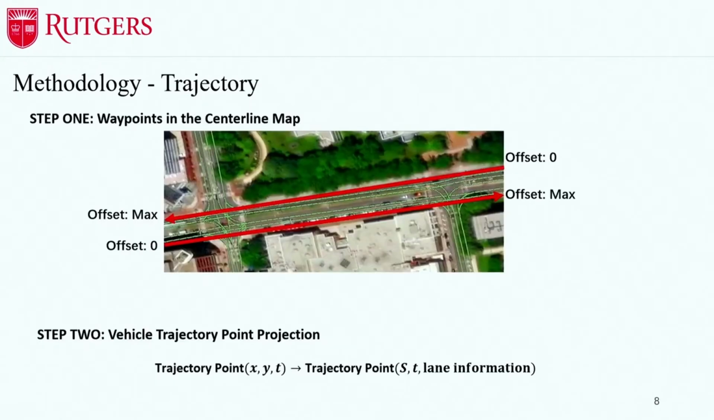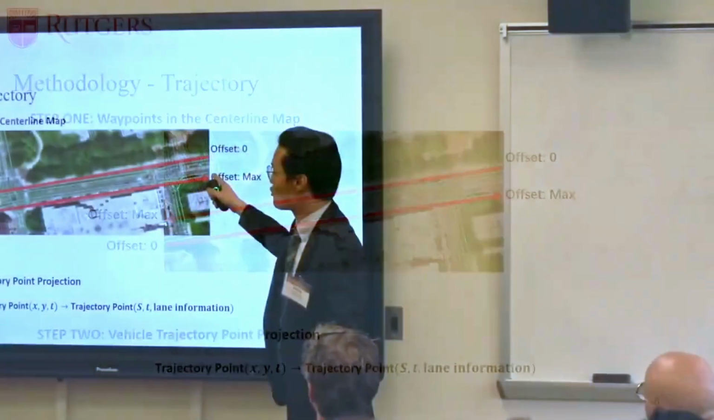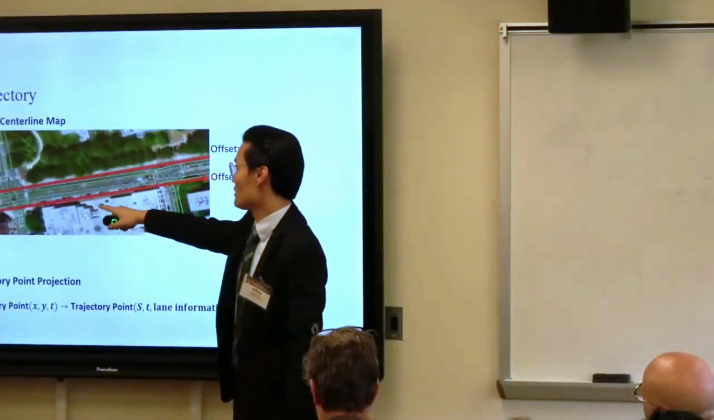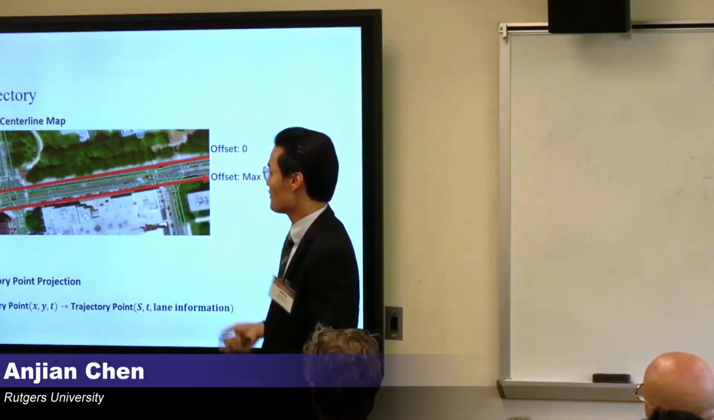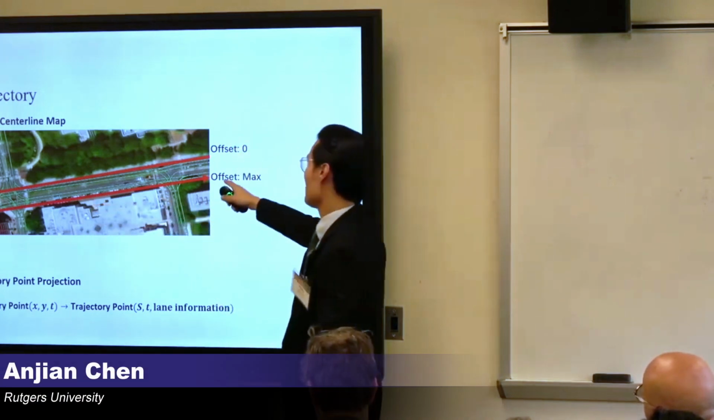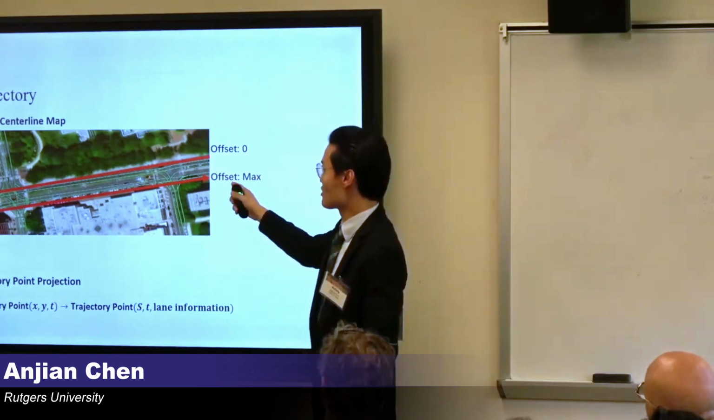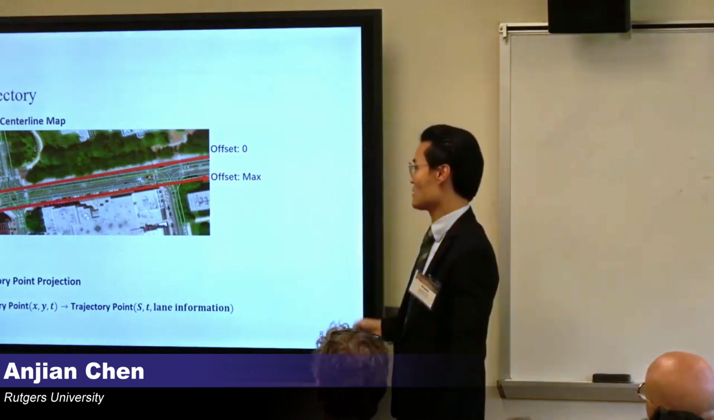The next part is how I process my trajectories. First, for the centerline map, I didn't use GPS coordinates to format it. I use the offset based on the travel directions. For example, for the eastbound driveway, at the starting point on the boundary of our research area, I set the offset to 0 meters, and when it arrives at the endpoint of our research boundary, I set it to the max distance.